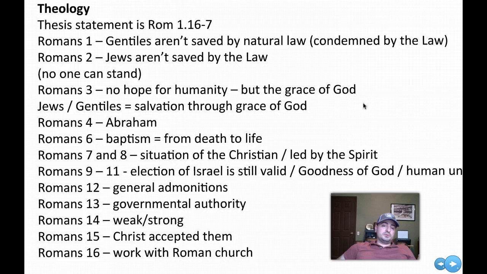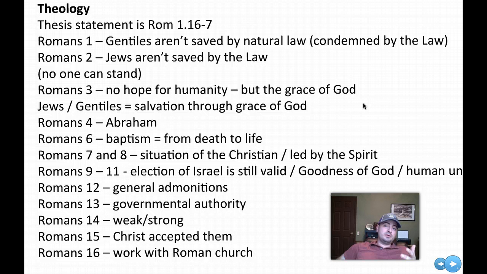Now, Jews only receive the law. The Gentiles did not receive the law of Moses. The Gentiles are held accountable, though, to the law of Moses because they should have known by observing nature. Now, this is called natural law: observing nature in order to know God and know who we are. But instead, Gentiles worshipped the created instead of the creator, and so God handed them over to all sorts of sin.